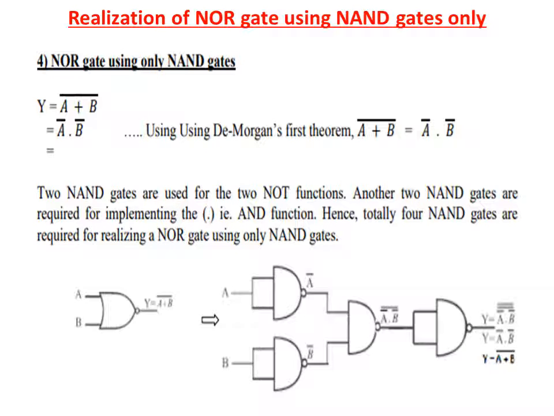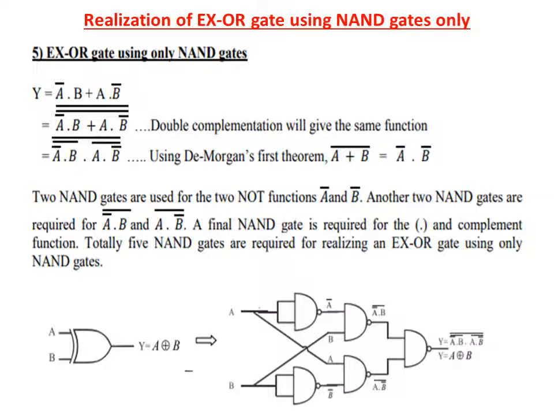So the output is Y is equal to A complement dot B complement double complement. So the double complement is removed. So Y is equal to A complement dot B complement. Now we are applying De Morgan's theorem for this condition. So we will get Y is equal to A plus B the whole bar.